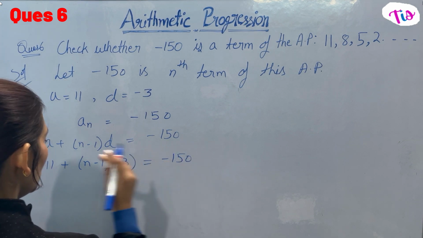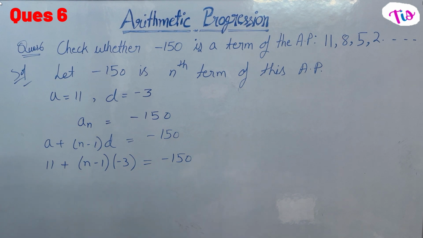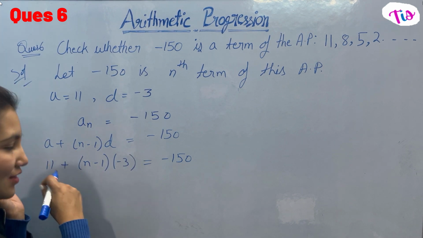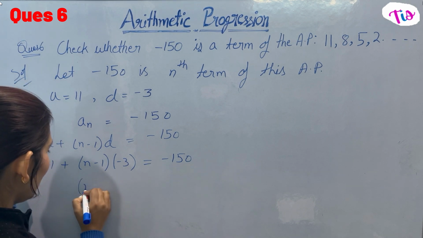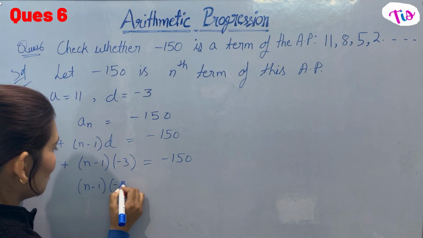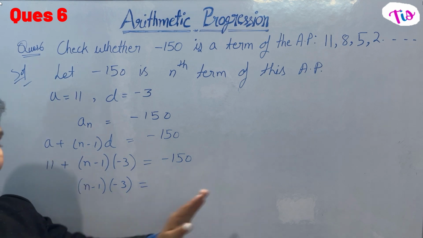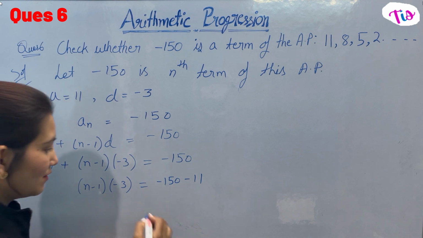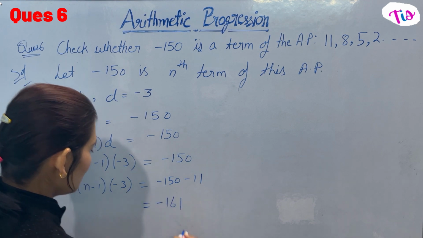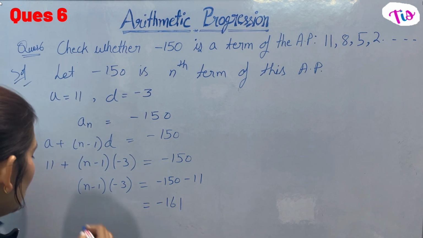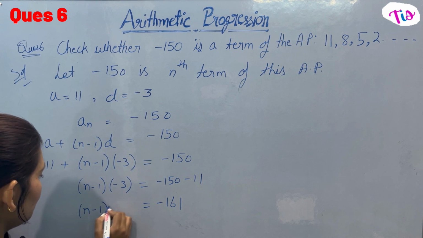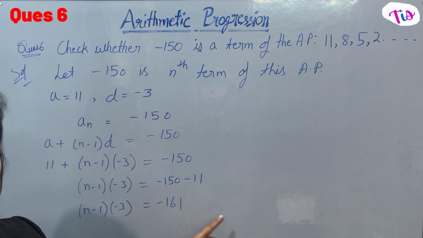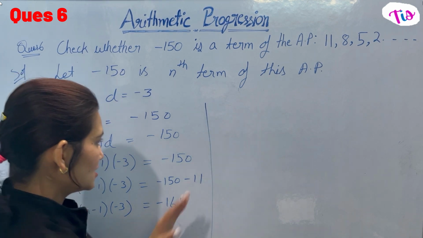Now we'll put all the constant values on one side and variables on the other side. So let's keep it here and throw 11 to that side. So n minus 1 into minus 3 is equal to minus 150 minus 11, and minus 150 minus 11 will be minus 161. So this is minus 161. Now n minus 1 into minus 3 is equal to minus 161.